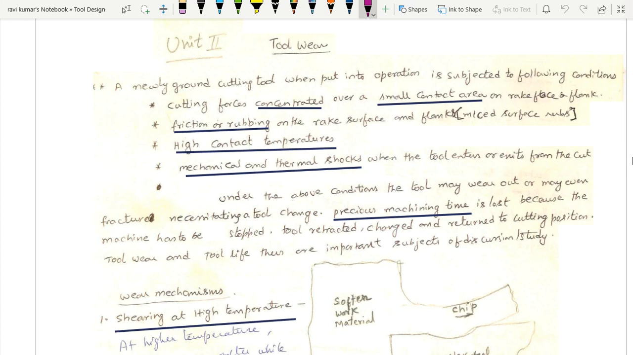We shall now discuss the further topics in tool design. Today we will discuss the topics of Unit 2. Our first discussion shall be on toolware.